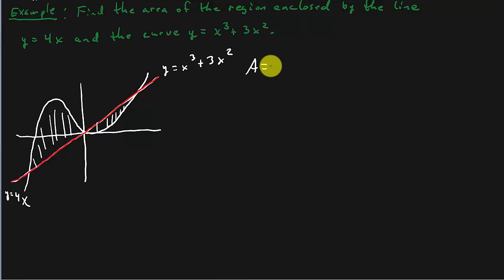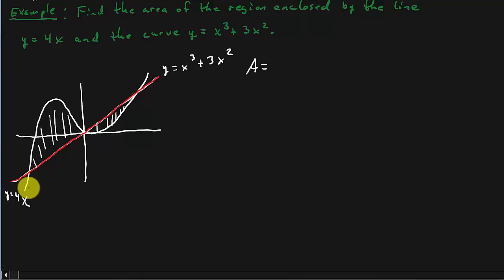But we got a little problem here, don't we? Here, you see in this part right here, this curve right here is on top. The x cubed plus 3x squared is on top, and the 4x is on bottom. But once we get to this point right here, the curve 4x is on top, and the curve x cubed plus 3x squared is on bottom. So the curve on top and curve on bottom change right here.